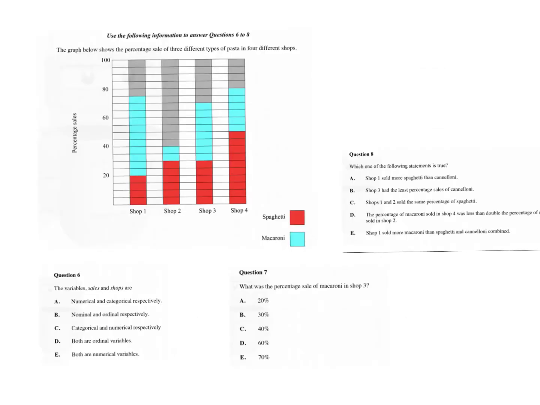Okay, so the graph below shows the percentage of 3 different types of pasta in 4 different stores. And one of the categories got deleted off. So if we look at this one here, the grey one is cannoli. I think it got wiped off. So that's cannoli.